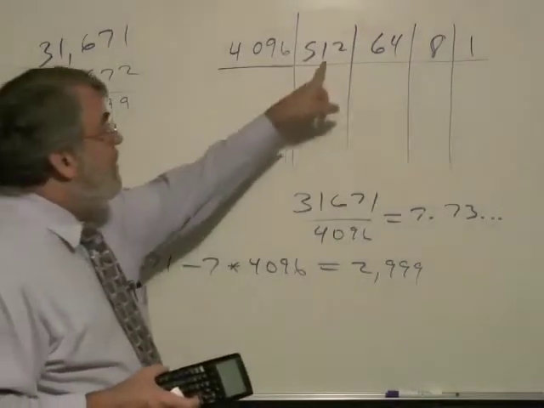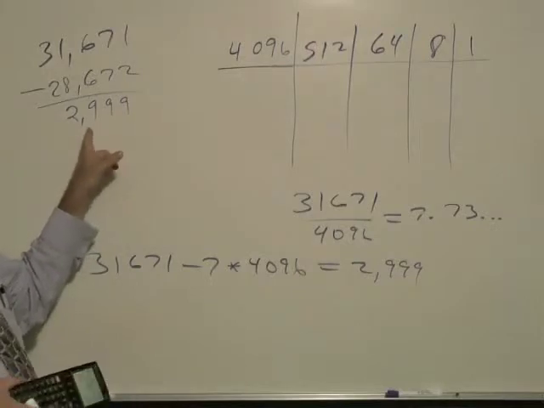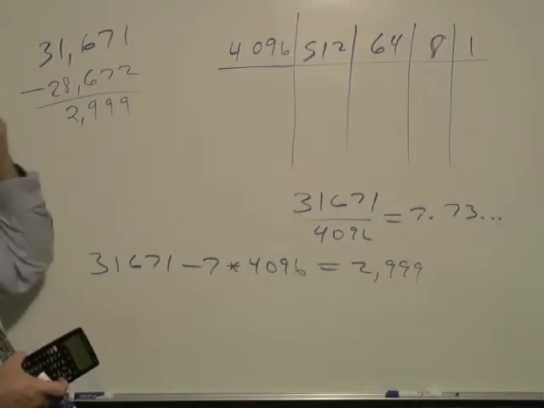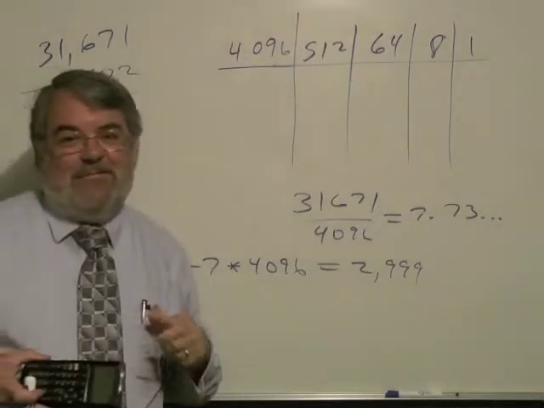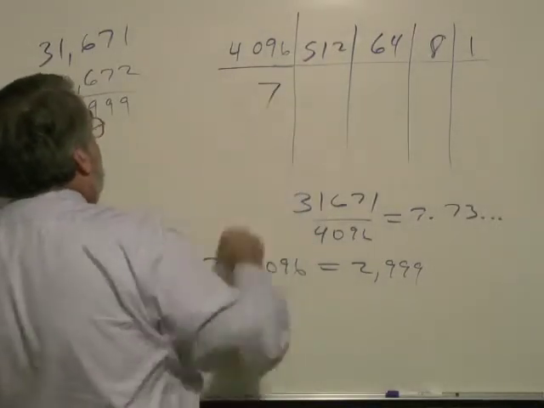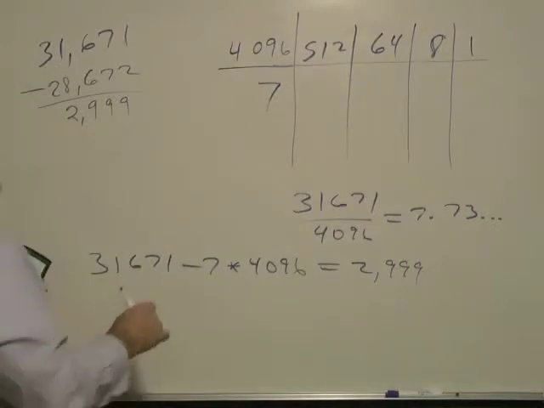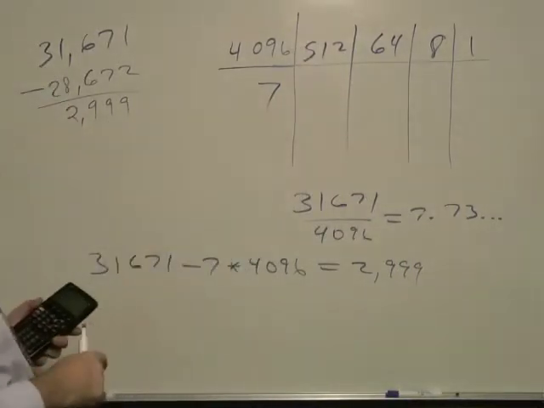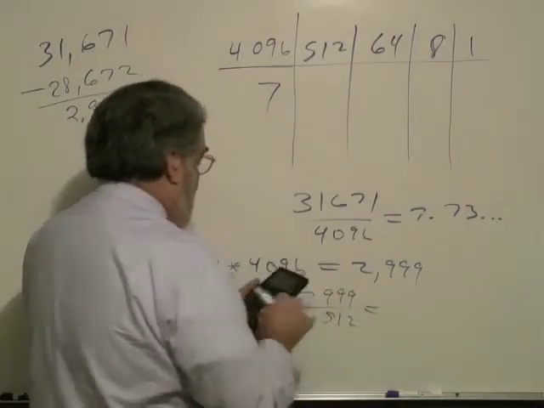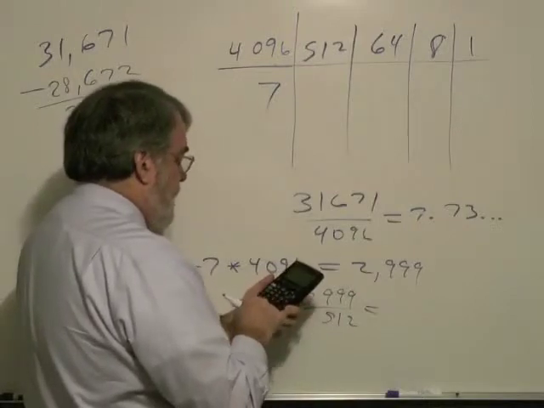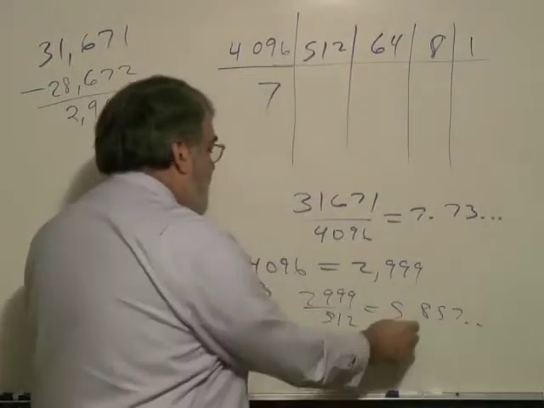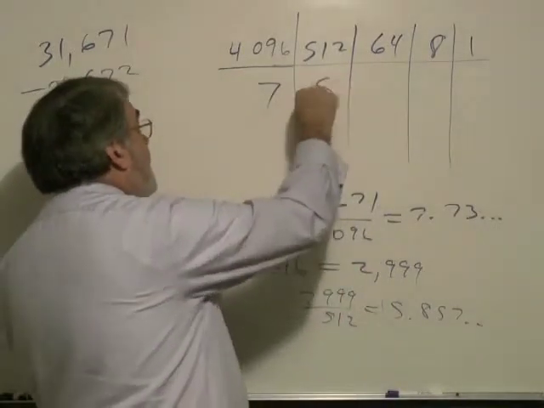Okay, now how many times will 512 divide into 3,000? It's about 3,000, isn't it? Well, I think it'll go almost 6 times, 5 times. By the way, I forgot to put my 7 here, okay? So now, divide 512 into 2999. 2999 divided by 512 is 5.857, and anyway, it runs 5 times. So I'm going to put a 5 there.